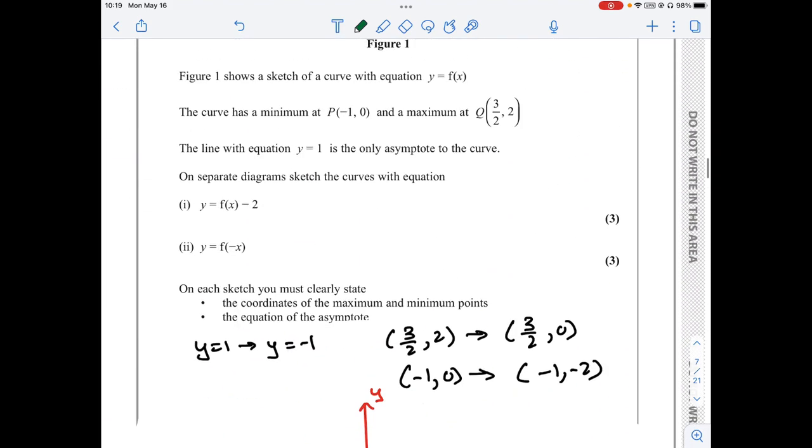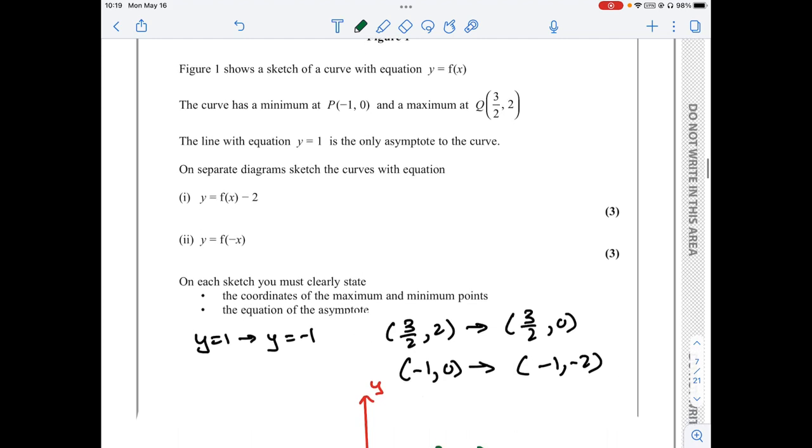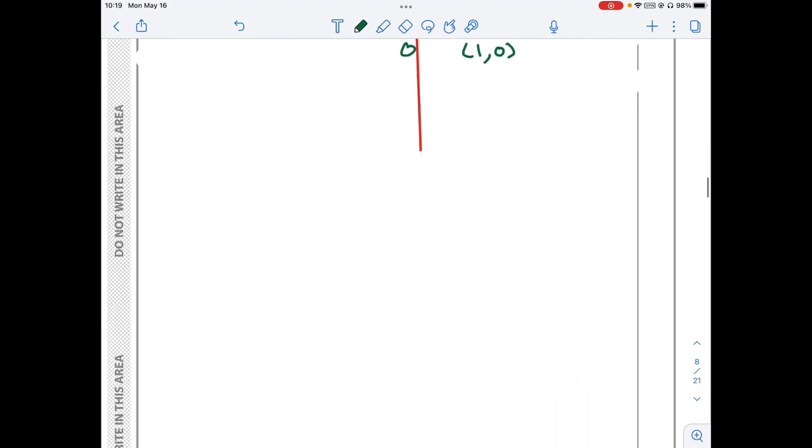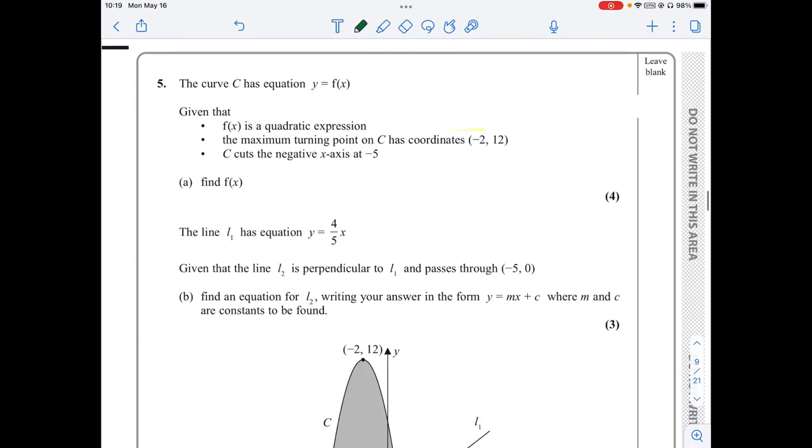Anything else is being asked in this question? Find the coordinates of the maximum point, minimum points, and the equation of the asymptotes. Now question number 5. The curve C has an equation y is equal to f of x. f of x is a quadratic equation. The maximum turning point on C has the coordinates minus 2 comma 12. C cuts the negative x-axis at minus 5 comma 0. Find f of x.